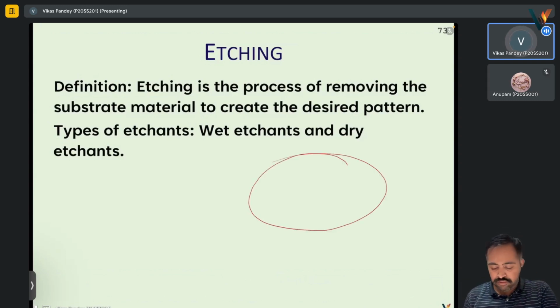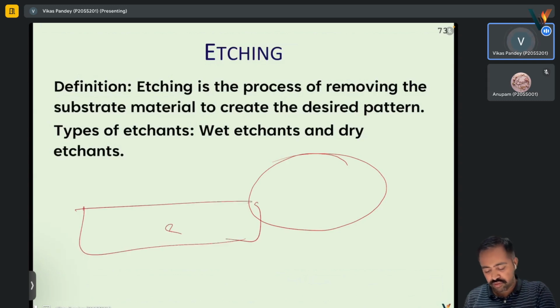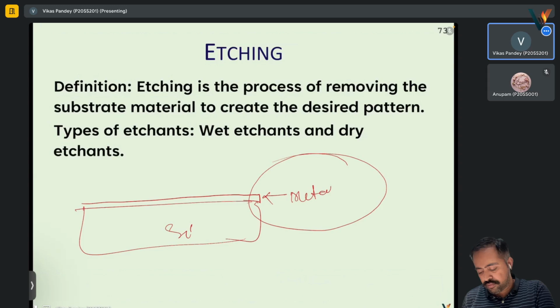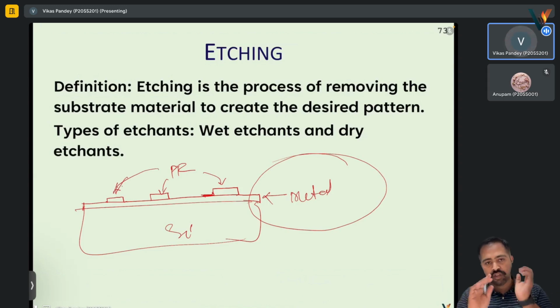So we have metal, let's do a process only. So we have this wafer, say silicon, over which we deposited, say, some metal. Now using lithography, we have made some patterns like this. So this is photoresist, right? But we are not interested in patterning photoresist. We are interested in the pattern of metal. So next we have to remove this metal, and that will give us the desired pattern.